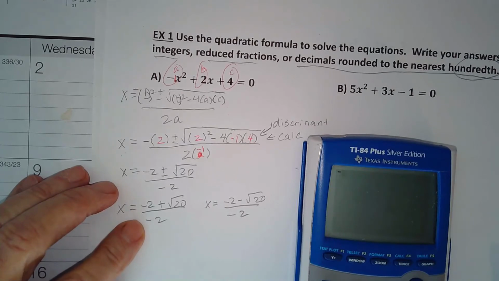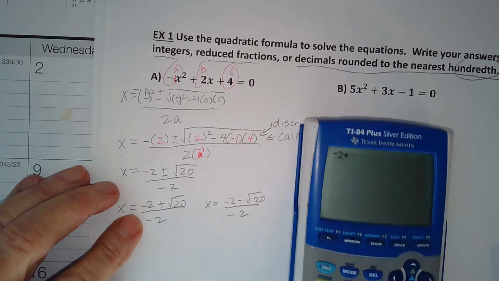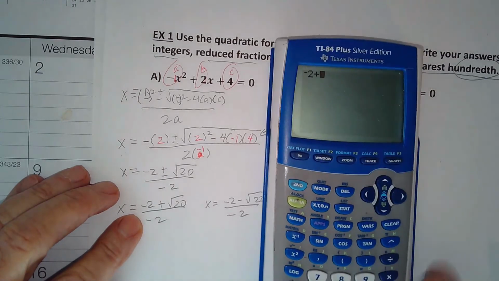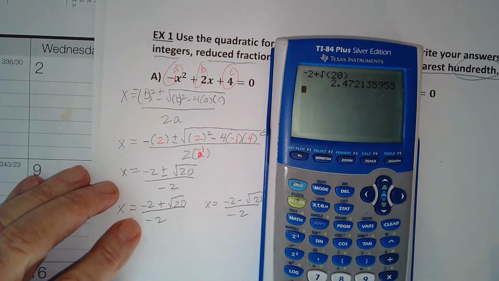Negative 2 plus the square root of 20. So I go over here to second and square root 20, close the parentheses, and you'll see I get 2.47. Now I'm going to divide all of that.